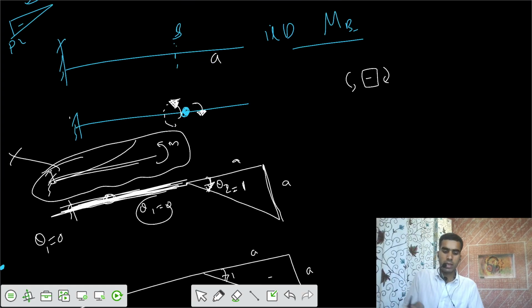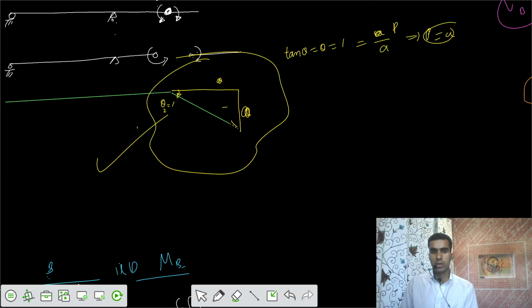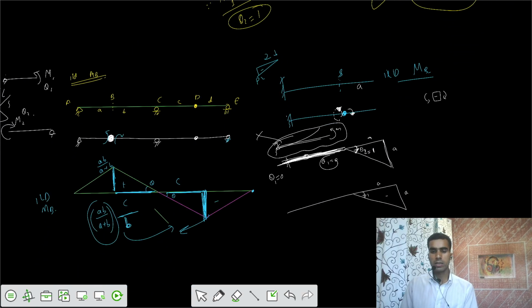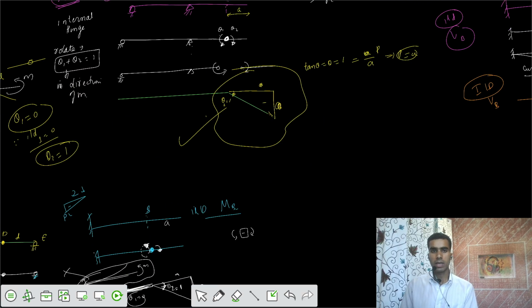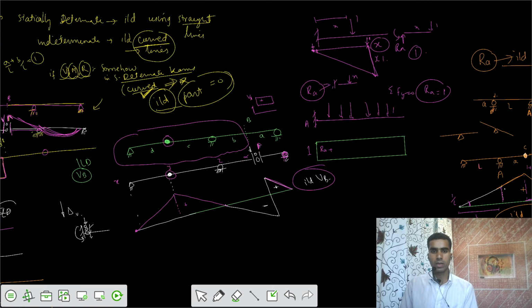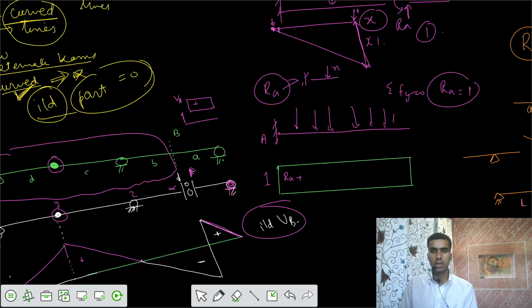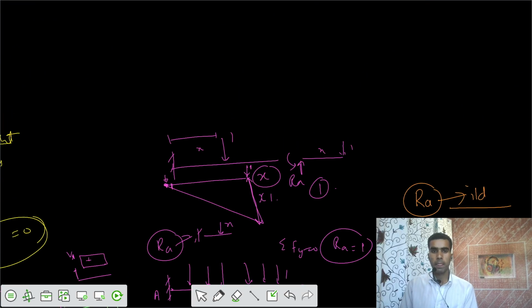So now the question is, what is the use of ILD? You see these results. What is the use of these ILDs we have? Let's take this one. What is the use of ILD? You write what is the use of ILD.